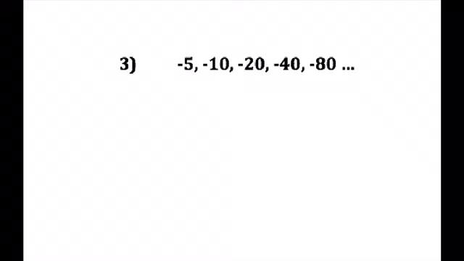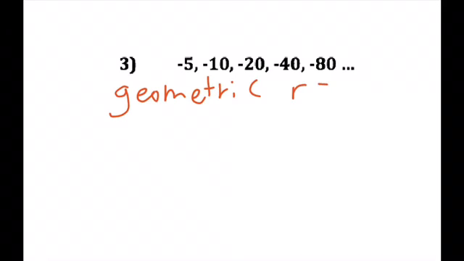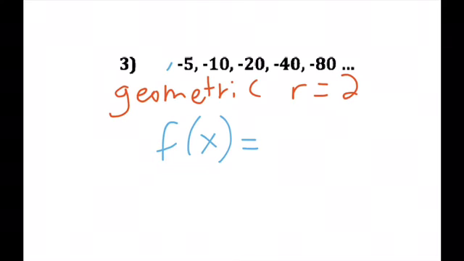Okay, number 3. Once again, I'm multiplying by 2 every time, so this one is geometric. And I can see that r equals 2. So my function is going to be f of x equals, I need to figure out my initial value. So that's going to be, if I'm multiplying by 2 to go forward, I'm going to divide by 2 to go backwards. So -2.5. So I have -2.5 times 2 to the power of x.